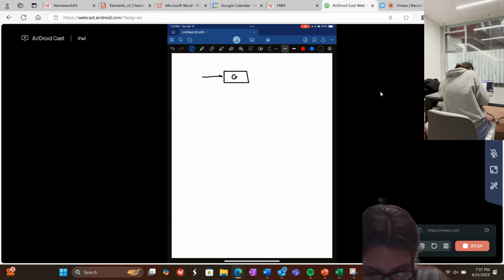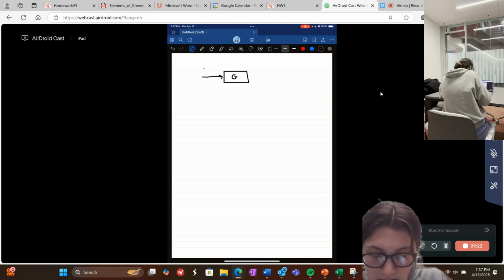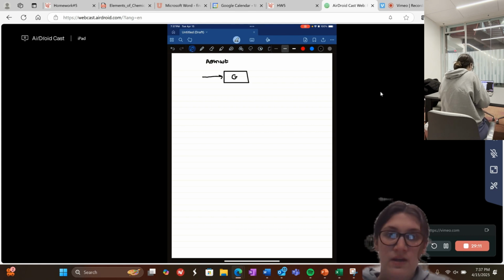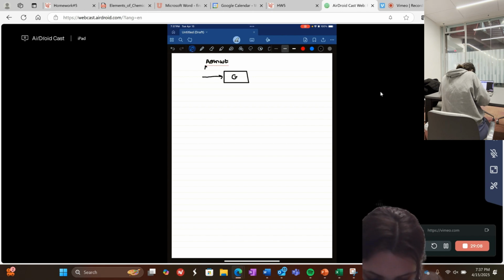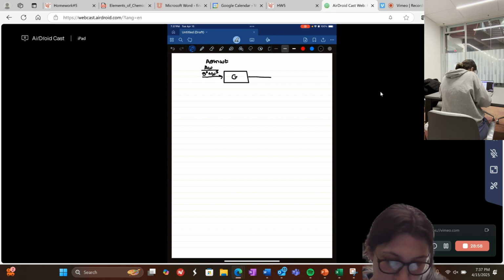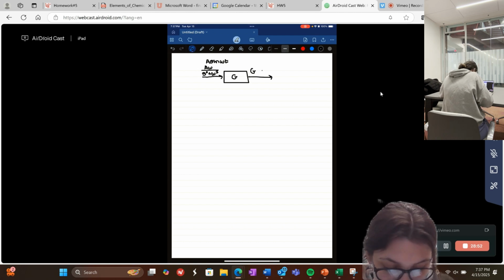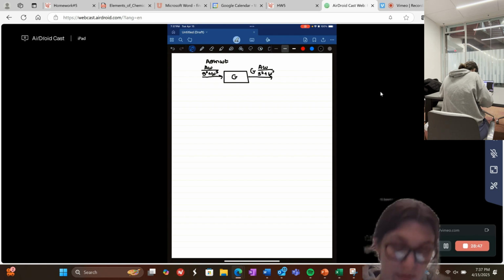And then we are going to have an input here, and it's going to have the value of A, which is just our amplitude, times sine ωt. The Laplace transform of this is Aω over s squared plus ω squared. And then the output of the system is just multiplying across to get G times Aω over s squared plus ω squared.